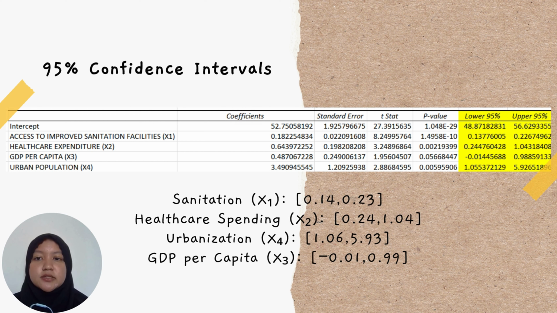The 95% confidence interval further validates the results. Sanitation, healthcare spending, and urbanization have entirely positive intervals, confirming their significant and positive impacts on life expectancy. However, the confidence interval for GDP per capita includes 0, reflecting its weaker and less reliable influence.